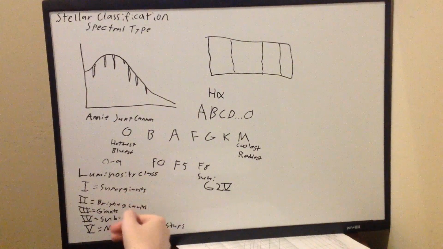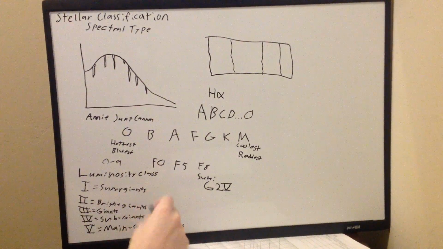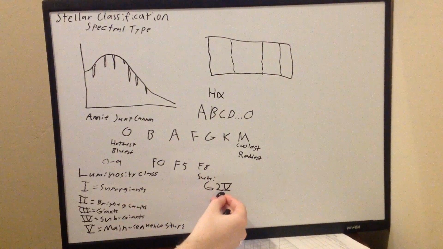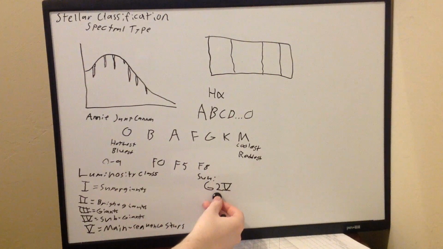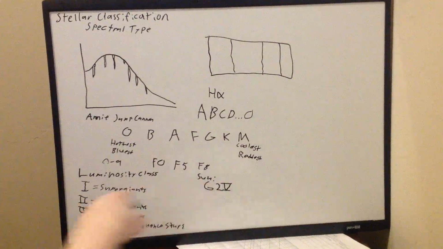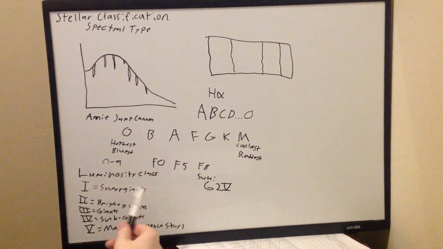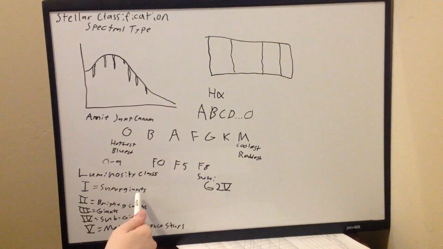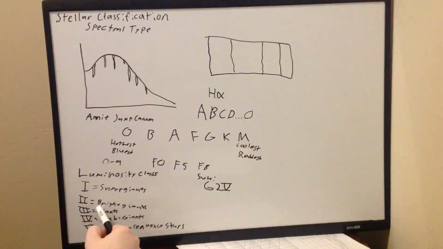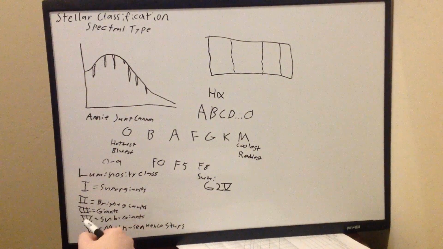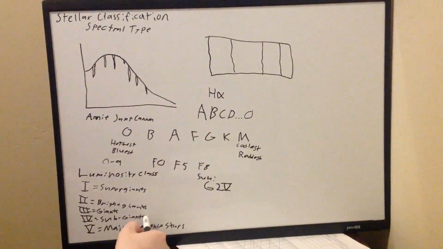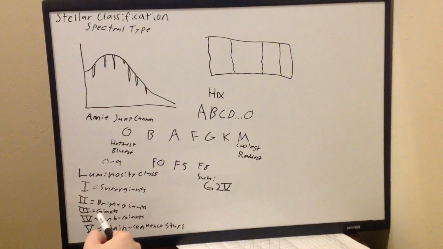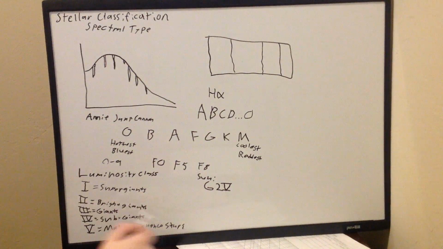Luminosity class is also indicated with a number, but this is a Roman numeral, so it doesn't get confused with the Arabic numerals that Annie Jump Cannon used. Luminosity class I are supergiants, class II are what are called bright giants, class III are giants, class IV are subgiants, and class V are what I've been calling normal stars, or main sequence stars.